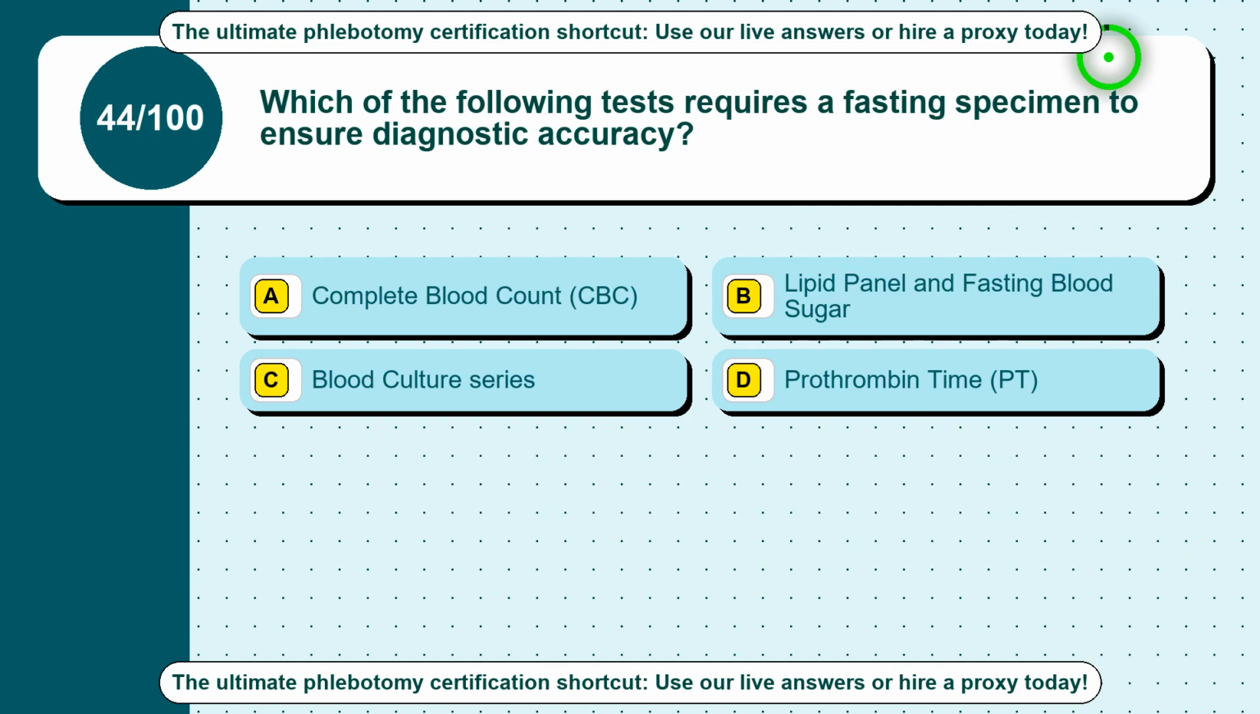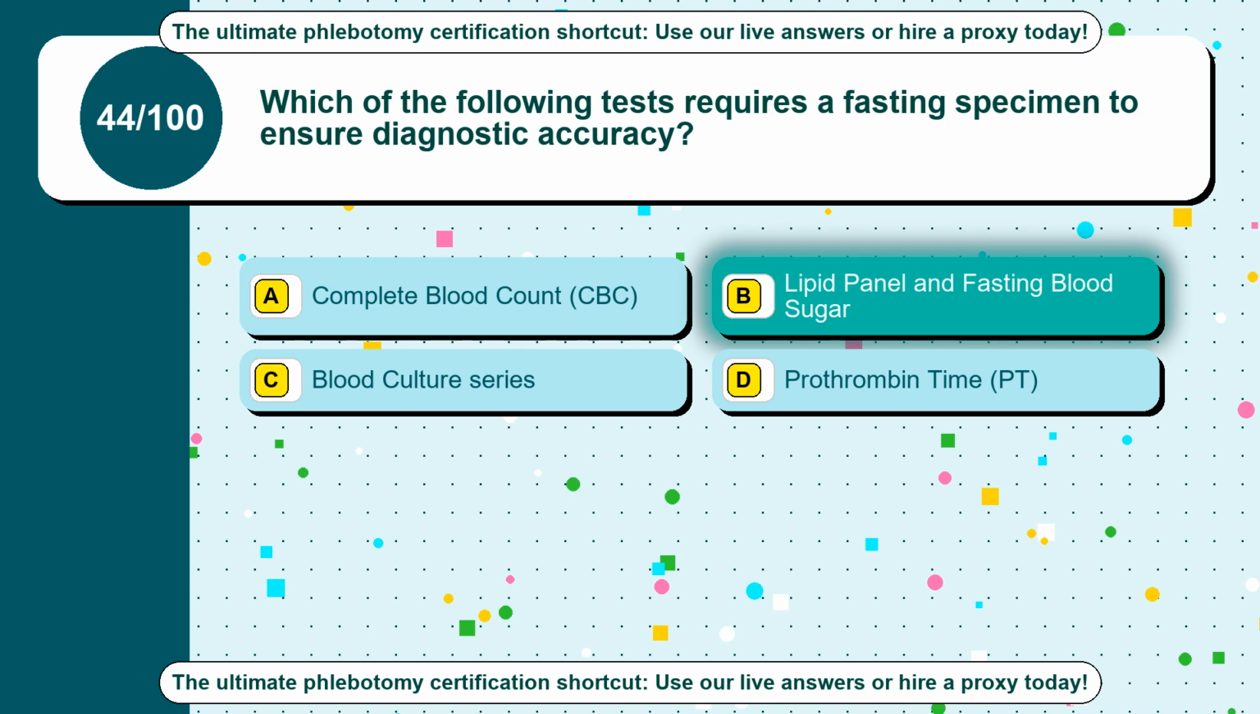Question 44. Which of the following tests requires a fasting specimen to ensure diagnostic accuracy? Option A, complete blood count, CBC. Option B, lipid panel and fasting blood sugar. Option C, blood culture series. Option D, prothrombin time, PT. The correct answer is option B, lipid panel and fasting blood sugar.